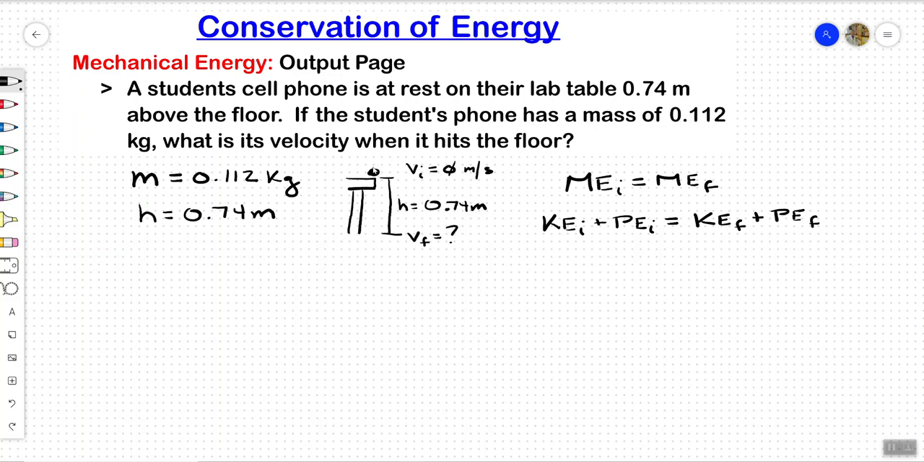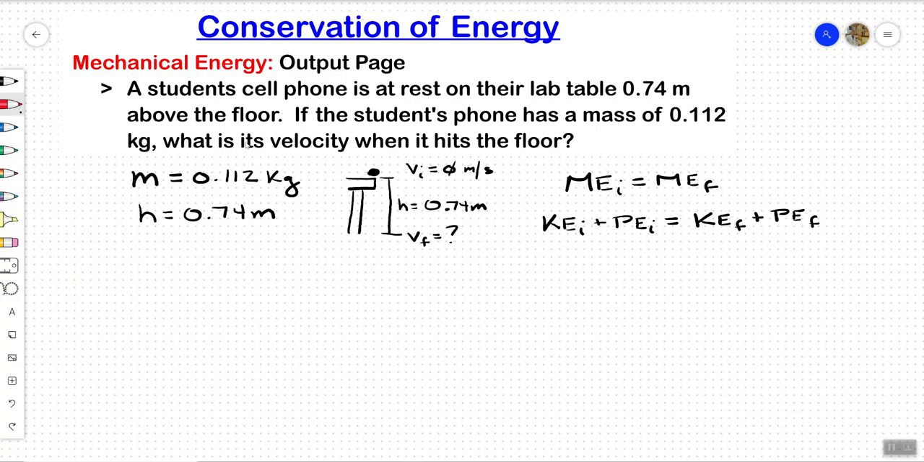At the very top, all of its energy is going to be potential. And at the very bottom, right before it hits the floor, when its height is 0, all of its energy is going to be kinetic. So the total mechanical energy it has at the top has to be the same when it hits the floor. So mechanical energy initial equals mechanical energy final, or long form, kinetic energy initial plus potential energy initial equals kinetic energy final plus potential energy final.